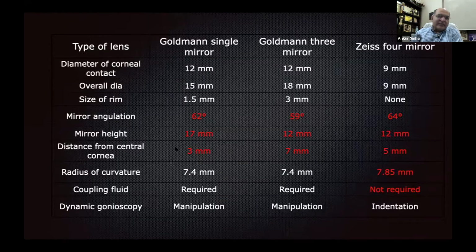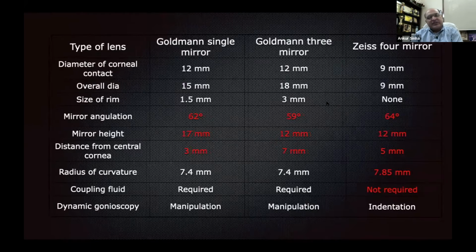So this can be slightly beneficial in eyes with convex iris configuration, where we can look deep into the angles. But the Zeiss 4 mirror has a smaller diameter, smaller contact area, and we can actually do a good indentation gonioscopy with the Zeiss 4 mirror. And also the center height is not so far away as in the Goldmann 3 mirror, so it can help us look into the deeper angle structures.